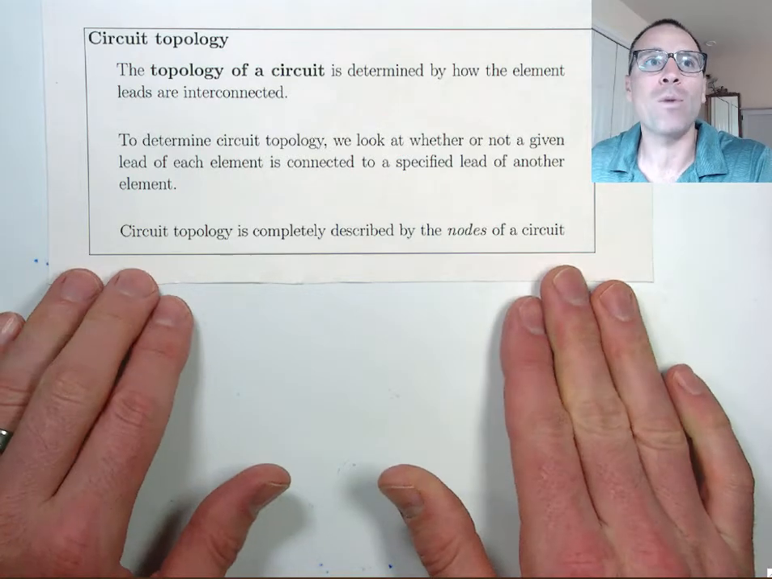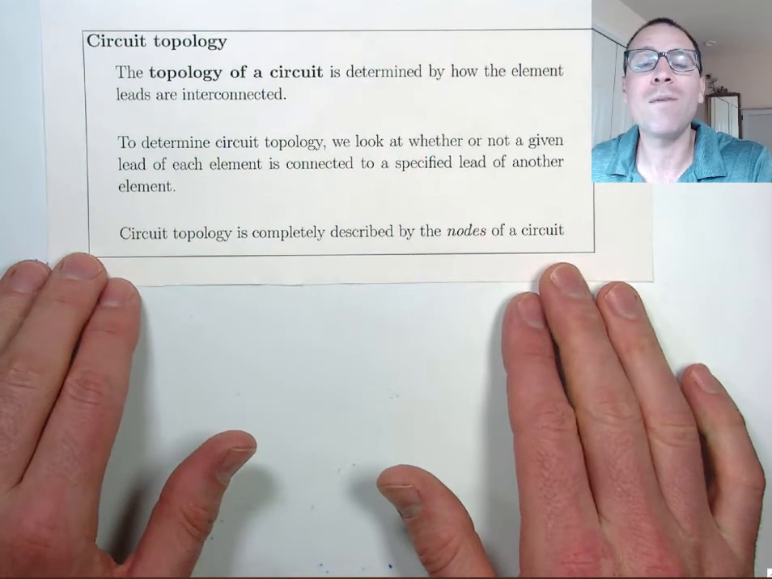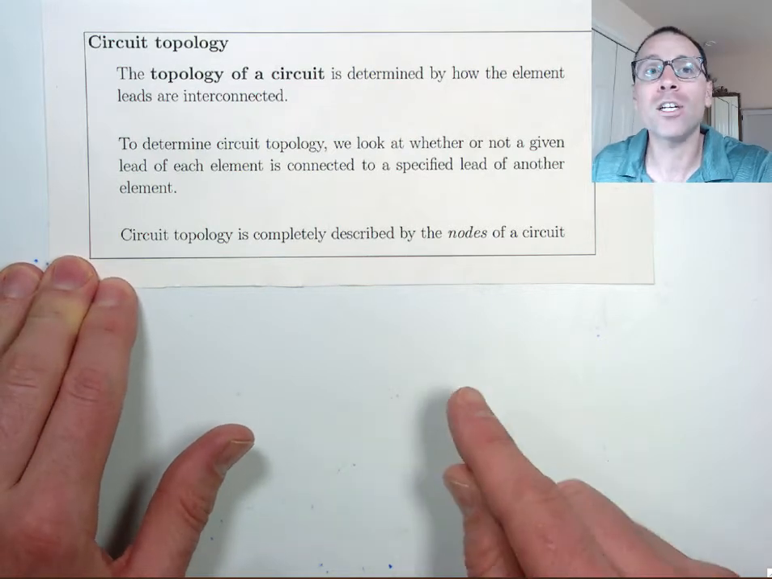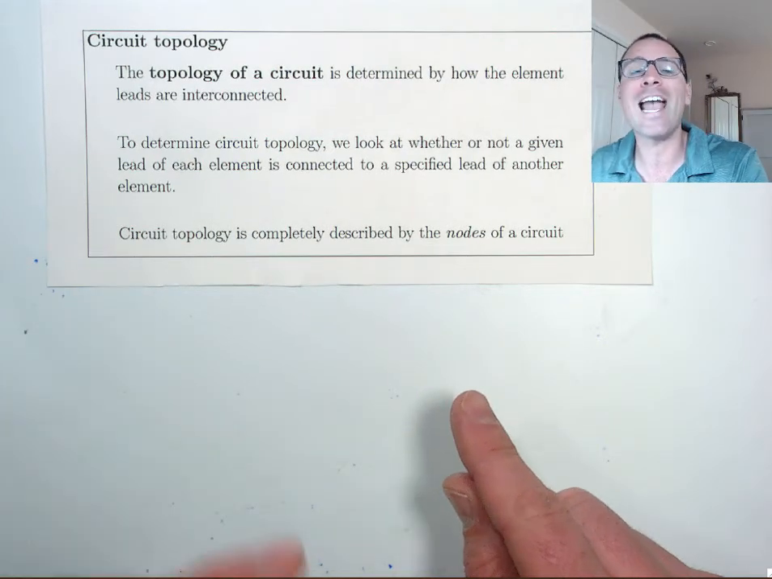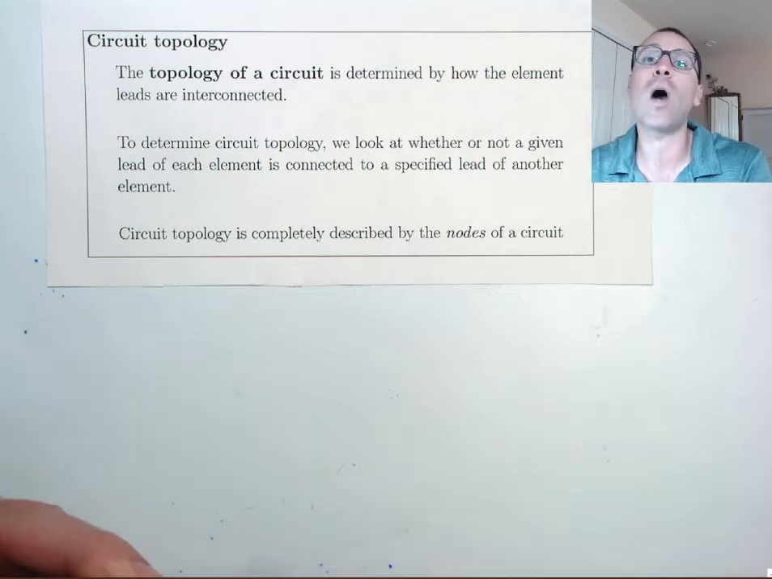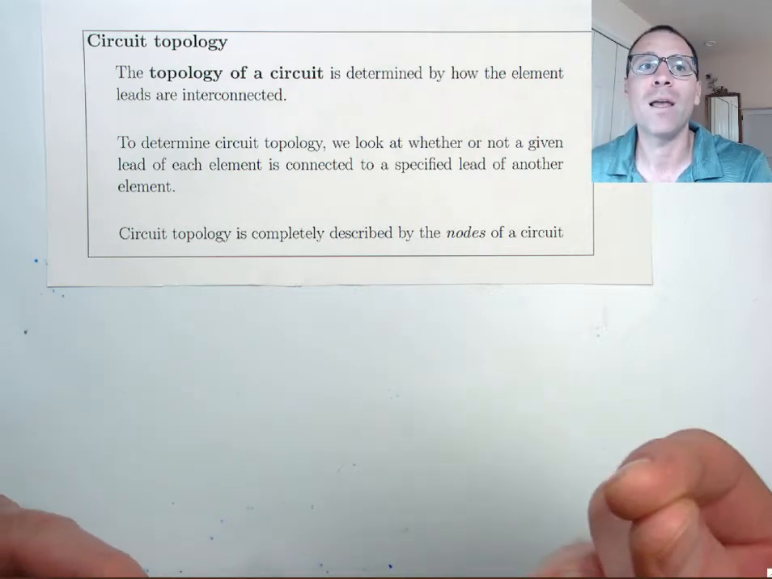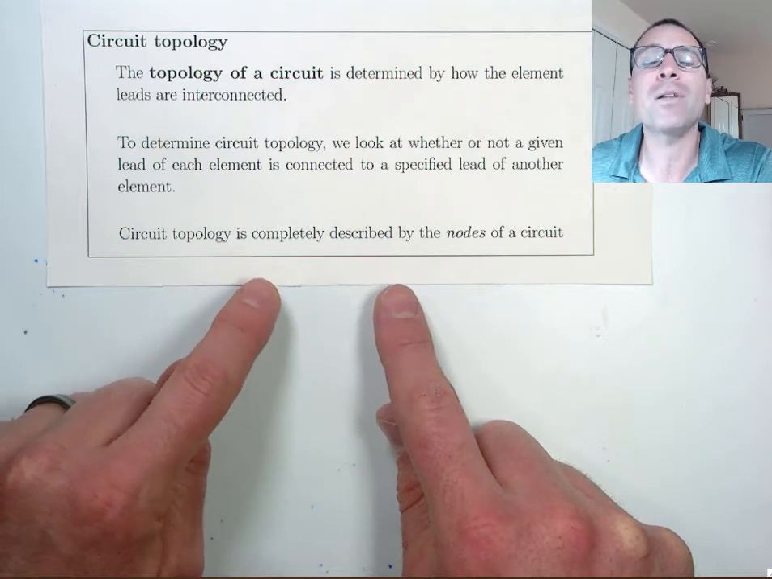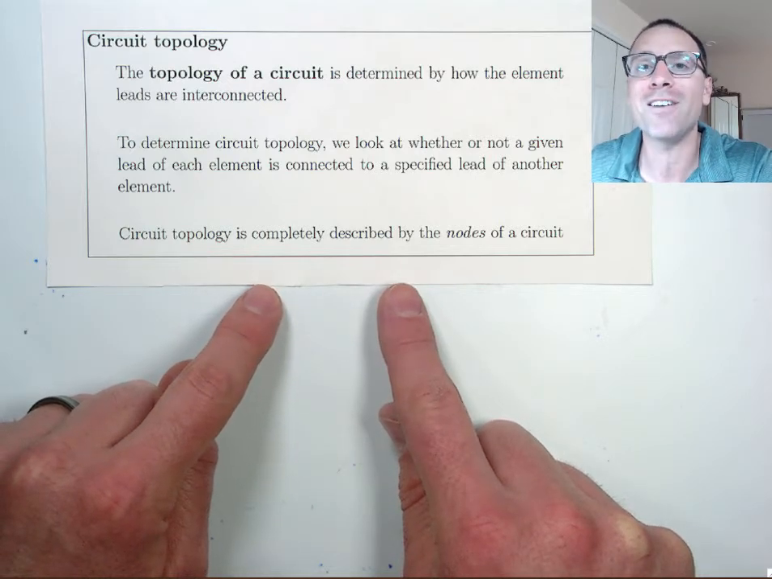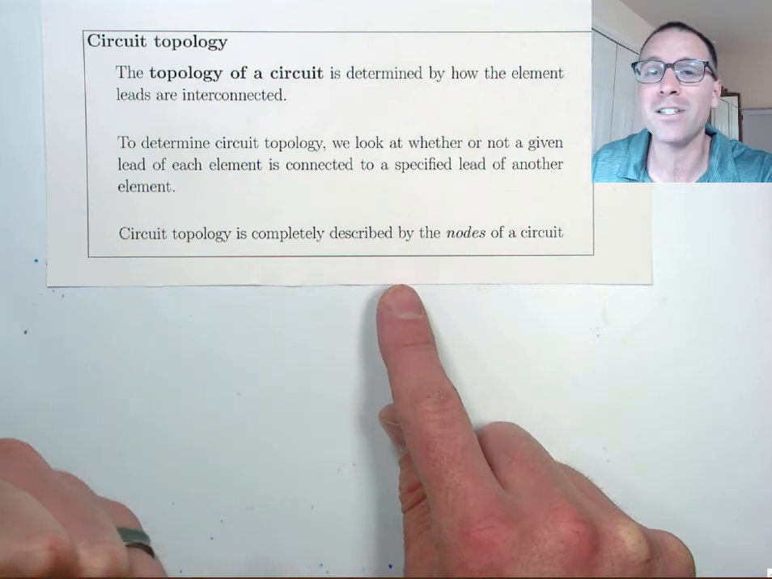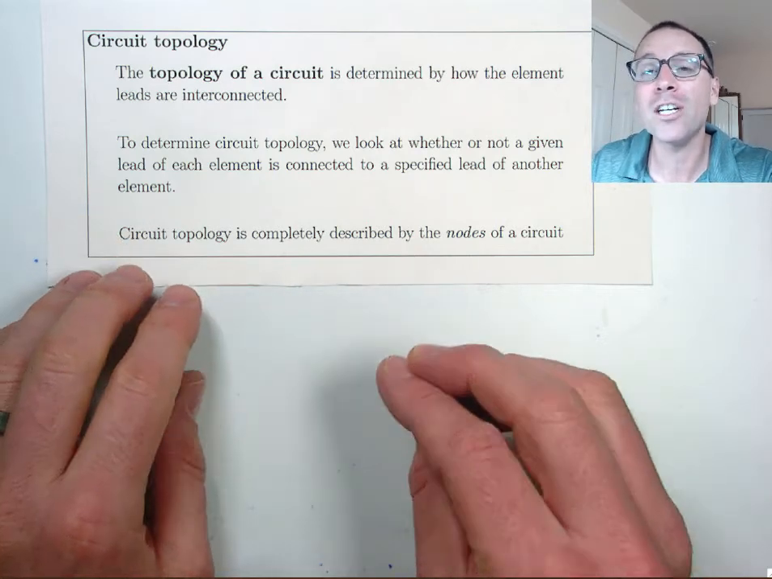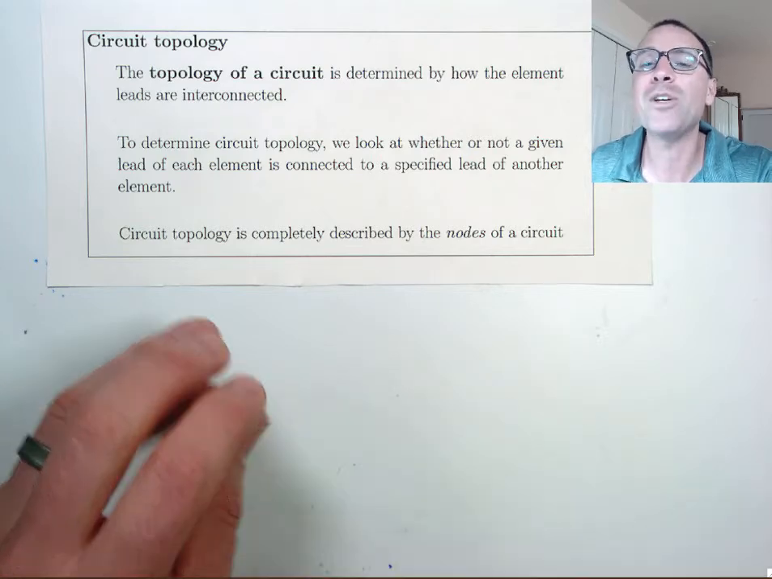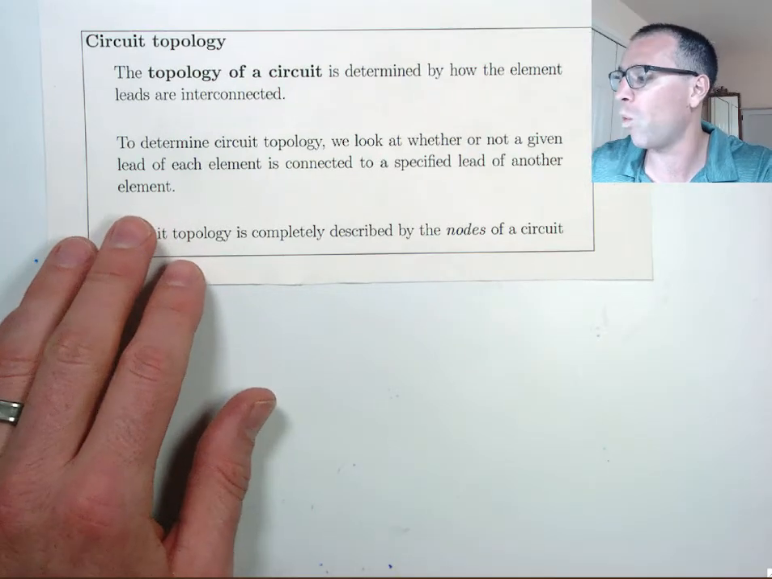As a recap, when we say the topology of a circuit, we mean how the leads of the circuit are interconnected. To determine circuit topology, we will look at whether or not any given lead is connected to another lead of any element. We say that the circuit topology of any circuit is completely determined by the nodes of the circuit. We've mentioned nodes previously, but because the interconnectivity between elements is so important, I think we should give a formal, rigorous definition of what nodes are.